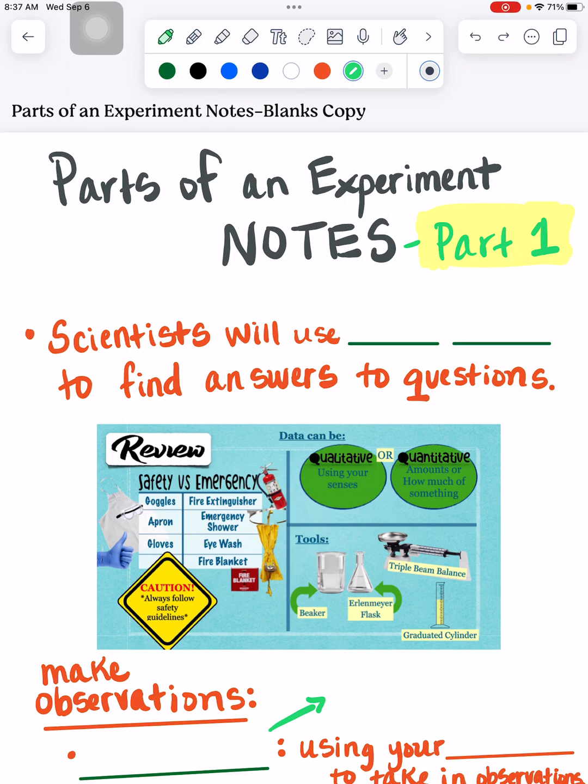Hello, these are your parts of an experiment notes, part 1. In these notes, you will go through the process of what a scientist thinks about and observes and questions to come up with the experimental process. It should be a review for you, but it is a good idea to refresh your memory because these skills are not easy to obtain. You have to practice them. So in order to practice them, you have to know them really well.